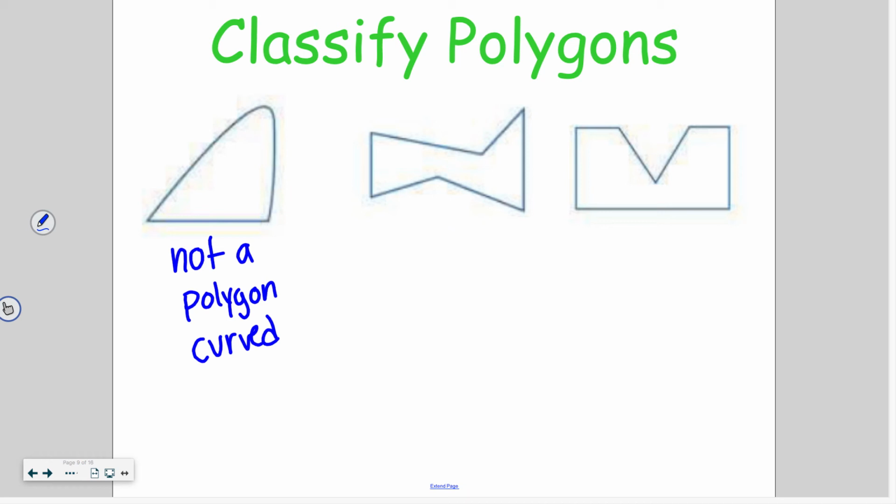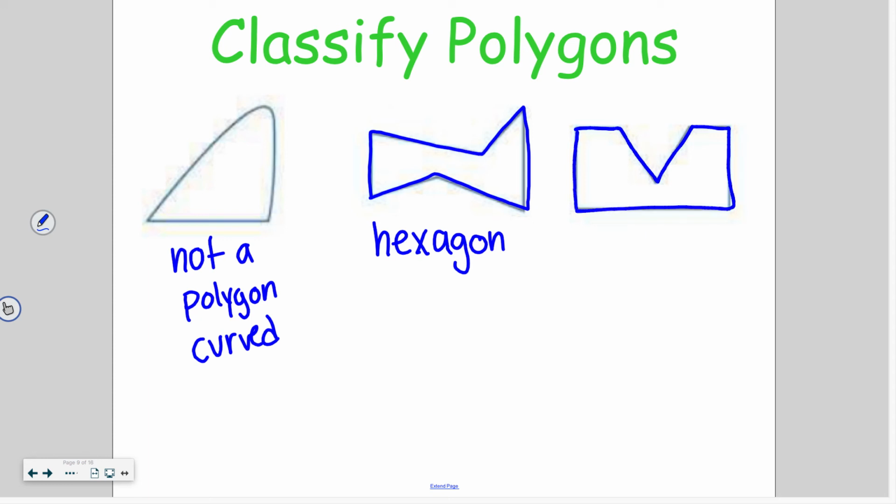Next, we've got a simple closed shape, so we're going to count the sides. 1, 2, 3, 4, 5, 6. So this is an example of a hexagon because it has 6 sides. Then we're going to go to the next one. 1, 2, 3, 4, 5, 6, 7 sides. So this is an example of a heptagon.